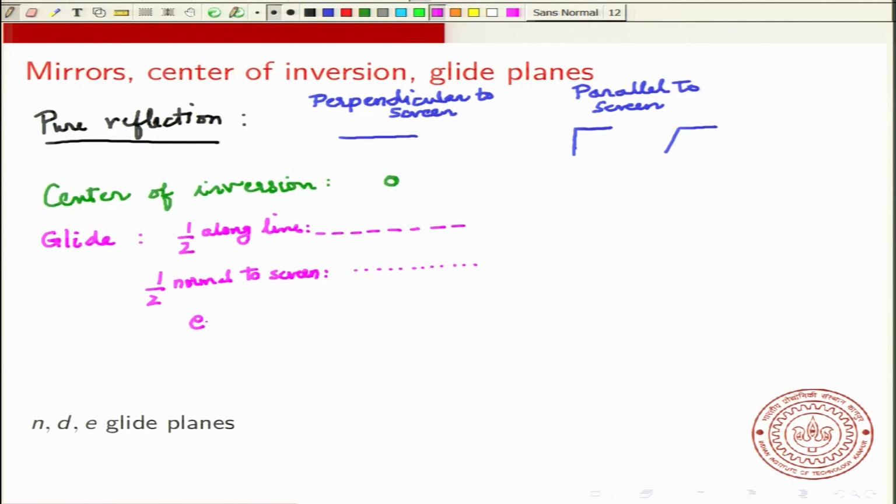I won't discuss this in detail, but you can have something like this. So this represents a double glide plane that is perpendicular to the screen. You could have an N glide. Now, the N glide, if it is perpendicular to the screen, is a line with a dot. So a dashed dot line is an N, that is a diagonal glide.